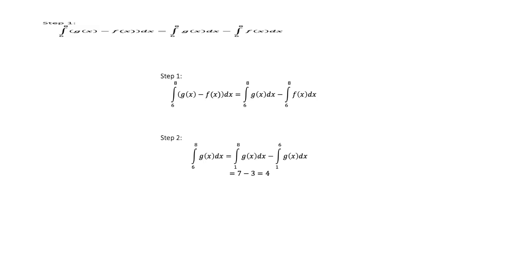In the second step, the integral from 6 to 8 of g of x is the integral from 1 to 8 of g of x minus the integral from 1 to 6 of g of x. And we see that this is 4. The last step then is to take 4 minus 7 to get the total integral is negative 3.